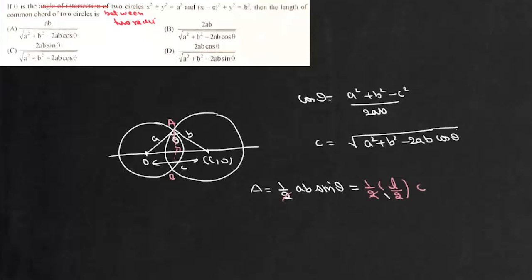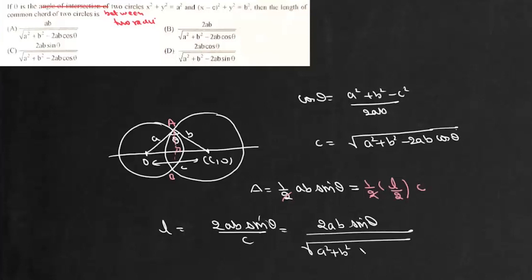Now this 2 and 2 will cancel. So we can write this L as 2AB sin theta upon C, and C is this value. So the length of the chord will be 2AB sin theta upon under root of A square plus B square minus 2AB cos theta, which is your option C. So it is not the angle of intersection of two circles. Basically it is the angle between the lines joining their point of intersection with their centers.